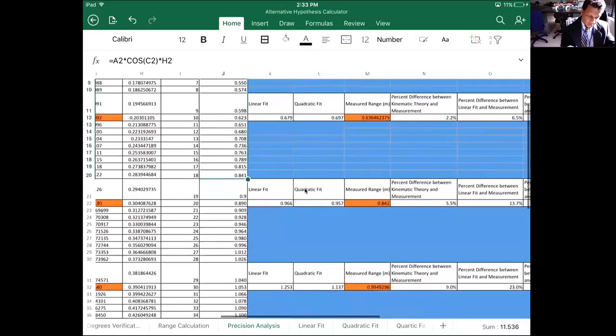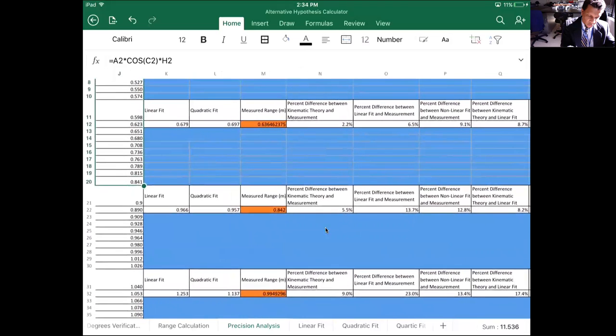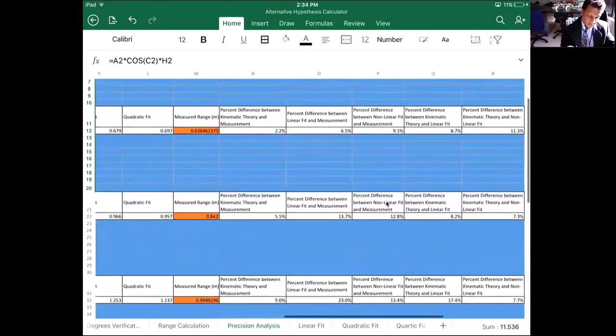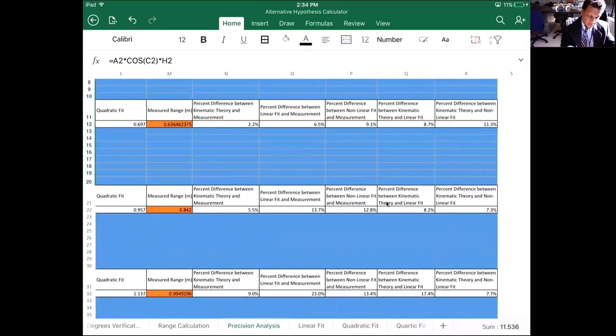And as we go out, you'll notice that we have 20 degrees. We have our linear fit here. And it's getting a little bit bigger, okay? So if we do our analysis, we already knew that it was about 5.3 to 5.5. That's our percent difference between our kinematic theory and our measurement. Let's see if we can reduce it by using some of these other equations. Well, the percent difference between the linear fit and the measurement is pretty high, and the nonlinear fit and measurement is high still.